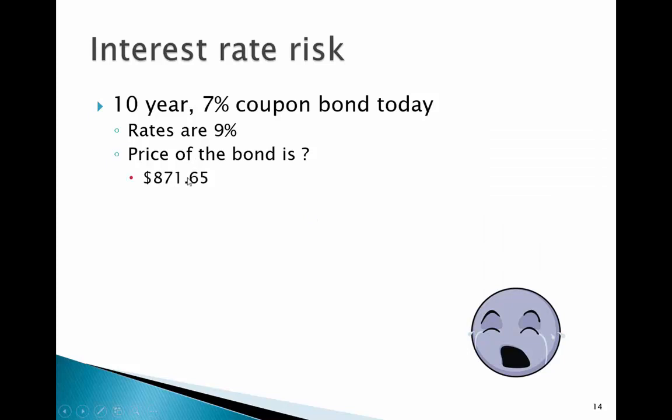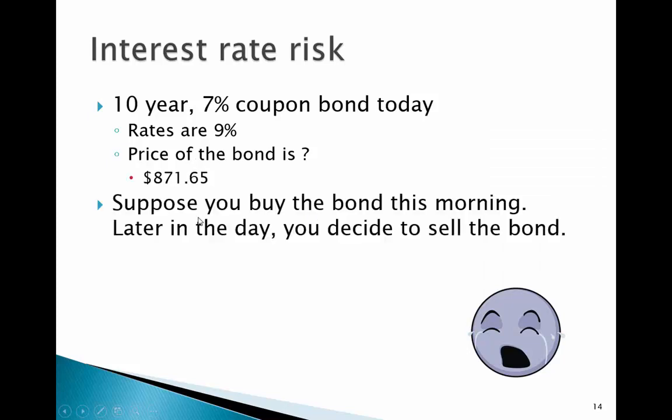Hopefully that's what's on the slide. There we go, $871.65. Suppose you buy the bond in the morning. Later in the day, I decide to sell the bond. Now you should ask yourself, well, if something has happened to interest rates, which way do I hope rates went? So I bought it in the morning, I'm going to sell it in the afternoon. If rates went up, I'm going to sell it for a lower price. So I'm kind of hoping rates went down. Then I'd sell it for a higher price.